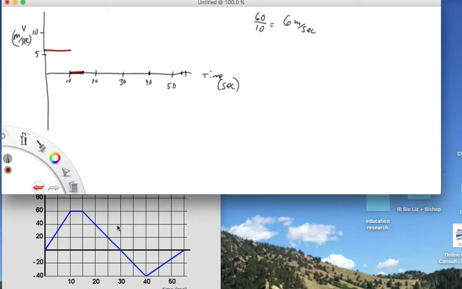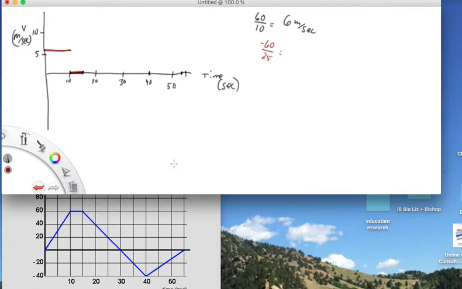From 15 seconds down to 40 seconds, this line is the same slope. So what's the slope here? Well, it goes down to negative 60, and how many seconds between here and here? Well, that's 15, 20, 25. So 60 divided by 25. What is 60 divided by 25? I've got to use a calculator for that. It's almost 2, but it's not quite.